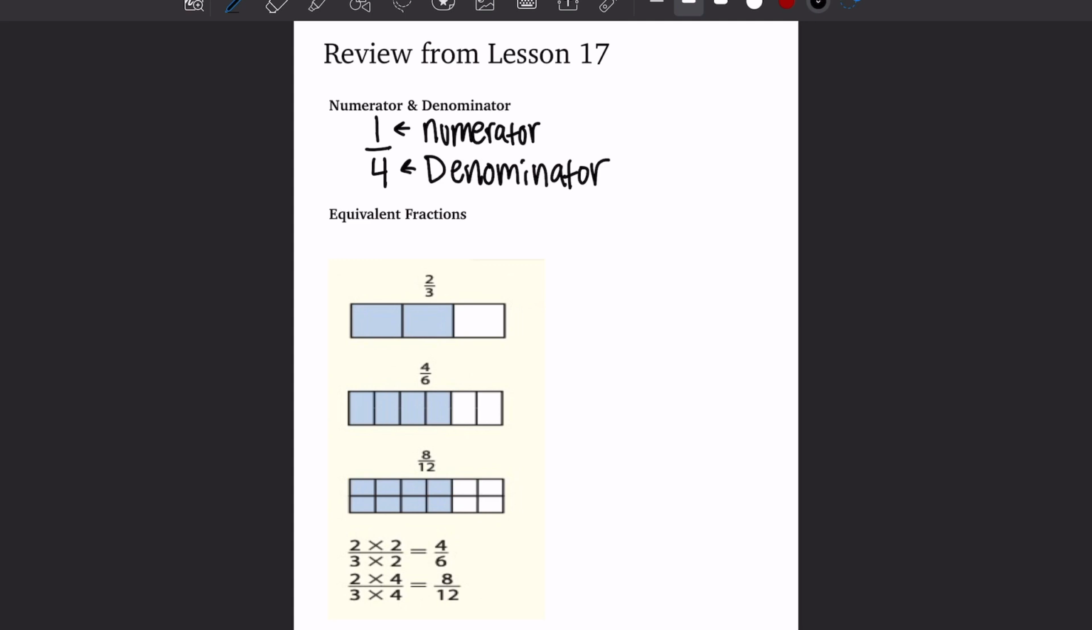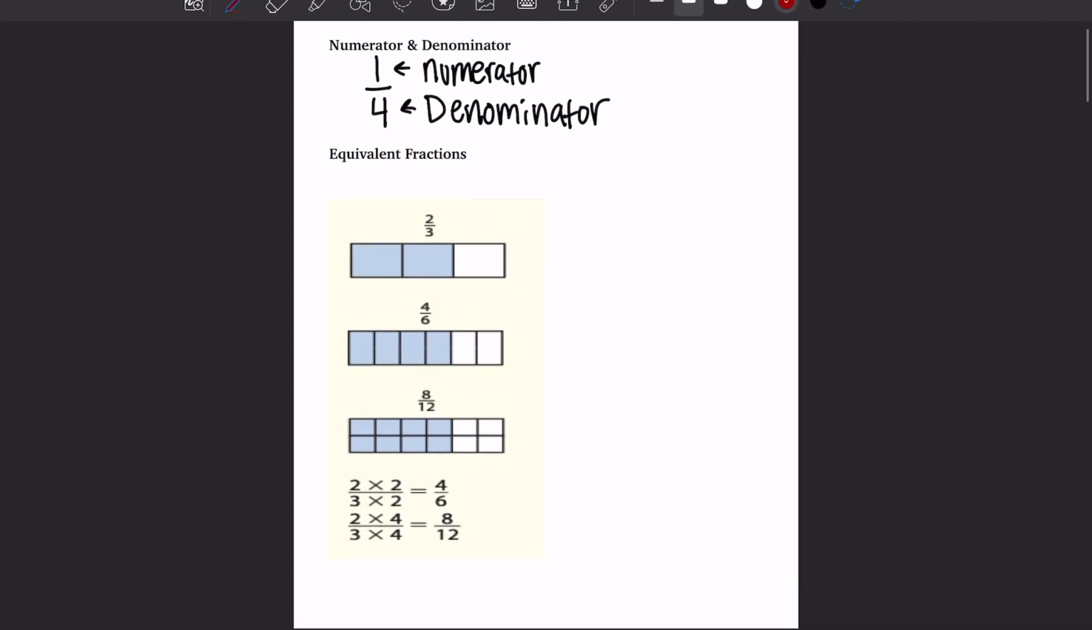And we also learned in our last lesson about equivalent fractions. Equivalent fractions are fractions that have different numerators and denominators, but they are equal to the same value. An easy visual way to see that is if we look at all three of these different fractions, we have 2 over 3, 4 over 6, and 8 over 12. If we draw a line directly down all three of them, we can see that the shaded part of the boxes are all the same amount of shading.